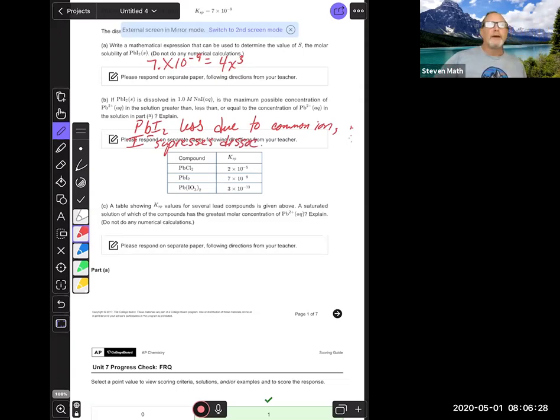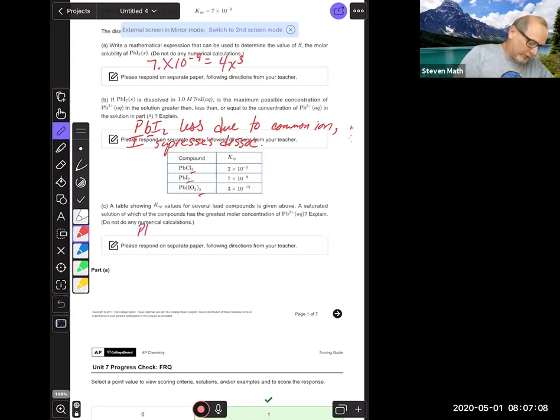So C comes up and C says, hey, label the table showing Ksp values and pick the one that has the greatest concentration. And so we've got to go through and find the biggest number. Now the beauty of this, there's really not much calculation required because all three of these are twos. So it's Pb2+, Pb2+.